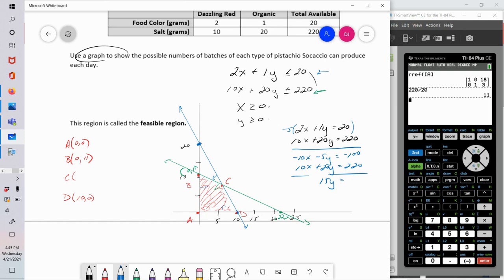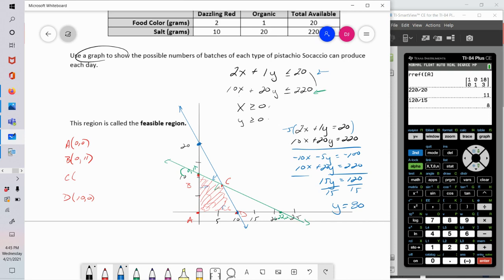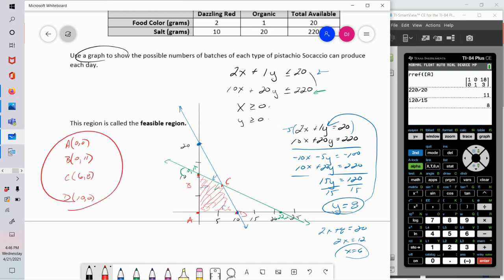So 15y equals 120. So we're going to divide both sides by 15. And y will equal 80, right? 120 divided by 15 is actually 8, not 80. So y is equal to 8. If y is 8, what's x? Well, remember to take that 8 and plug it in there. So 2x plus 8 equals 20. 2x will equal 12, and x will equal 6. So point C here is the point 6, 8. And there is my feasible region.